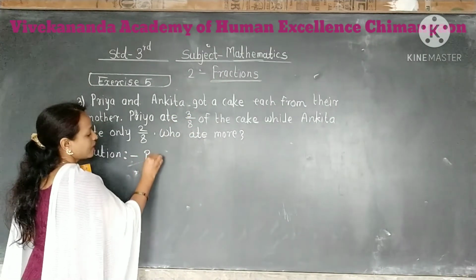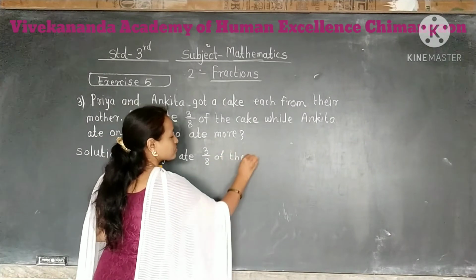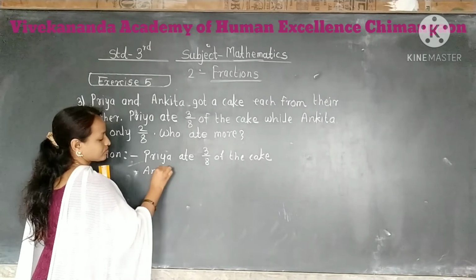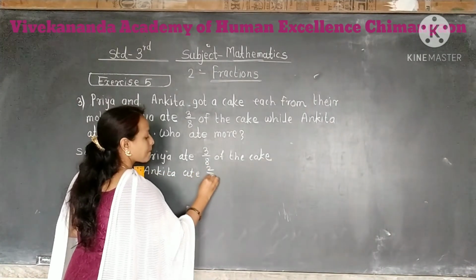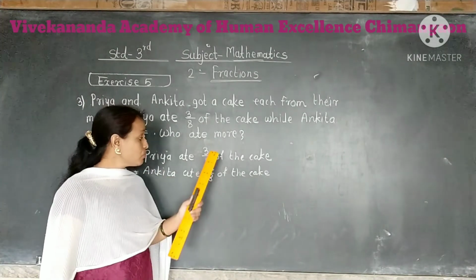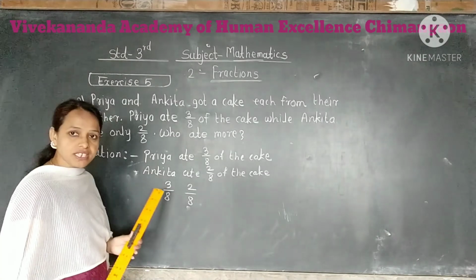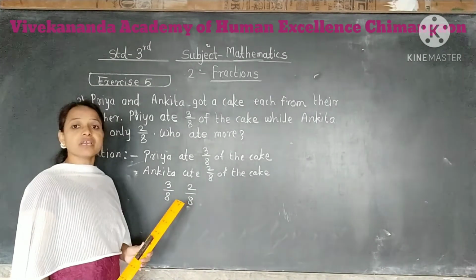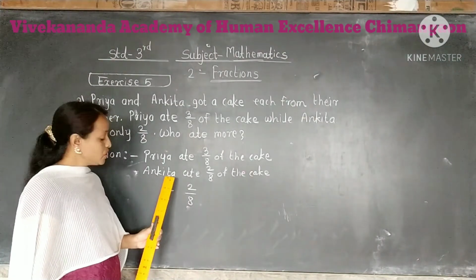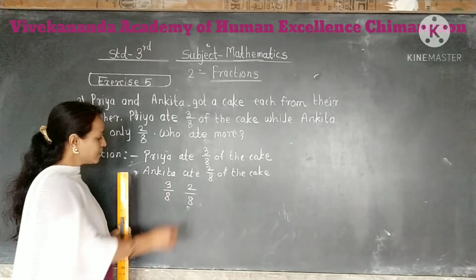So look here, Priya ate 3/8 of the cake, while Ankita ate only 2/8. We have to find out here who ate more. So for that we have to compare these two fractions. So look here, 3 upon 8 and 2 upon 8. If you observe this fraction, in this pair the denominator is same, means we have to compare their numerator. So whose denominators are same, then whose numerator is greater, that fraction is greater. So here 3 upon 8, its numerator is 3, and 2 upon 8, its numerator is 2. 3 is greater than 2. So 3 upon 8 is a greater fraction.